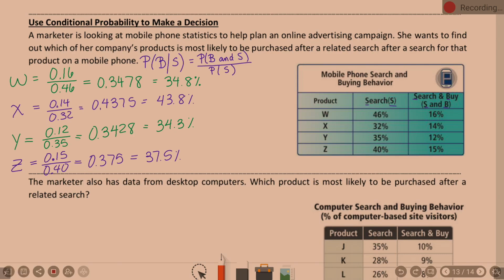The question was, which of our company's products is most likely to be purchased after a related search, after a search for that product? And that is what? Yeah, product X. Product X has the highest probability. Okay. And there's our work to support it, right? Okay. One last one.